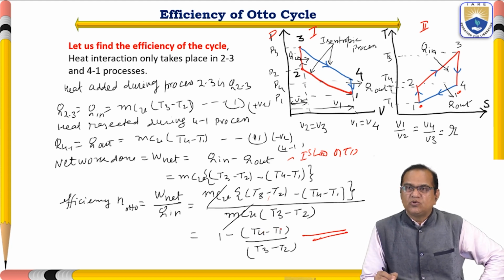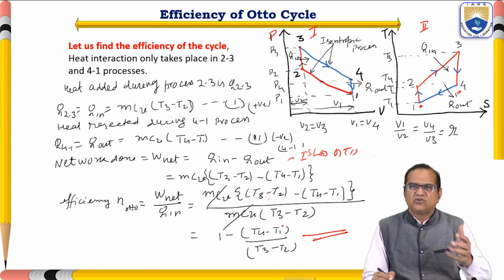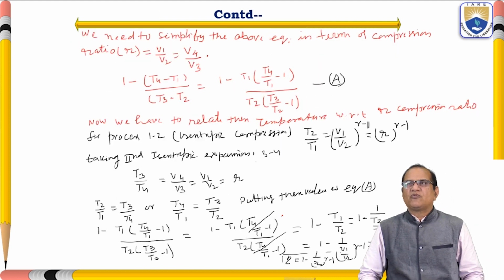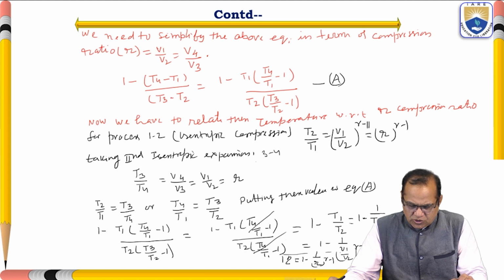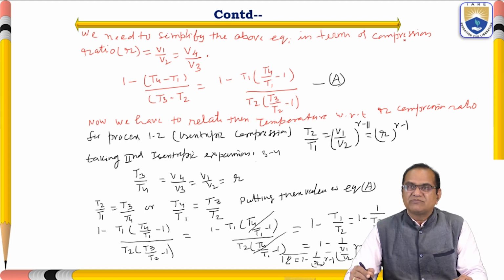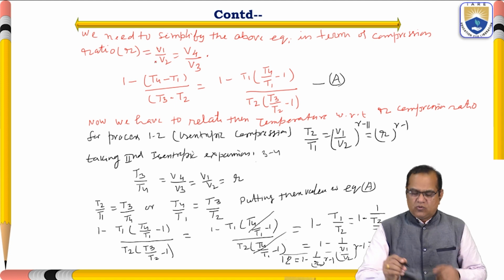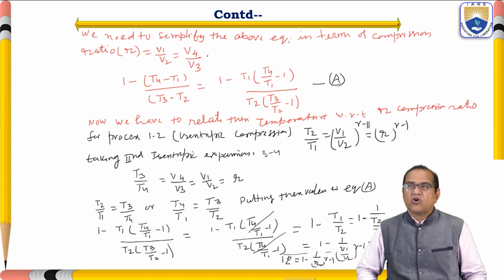So it is better to relate all of T2, T3, T4 with respect to T1, so it will be very easy to find the efficiency. Now in the next slide, we need to simplify the above equation in terms of the compression ratio R. It is V1 by V2, and it is also V4 by V3.